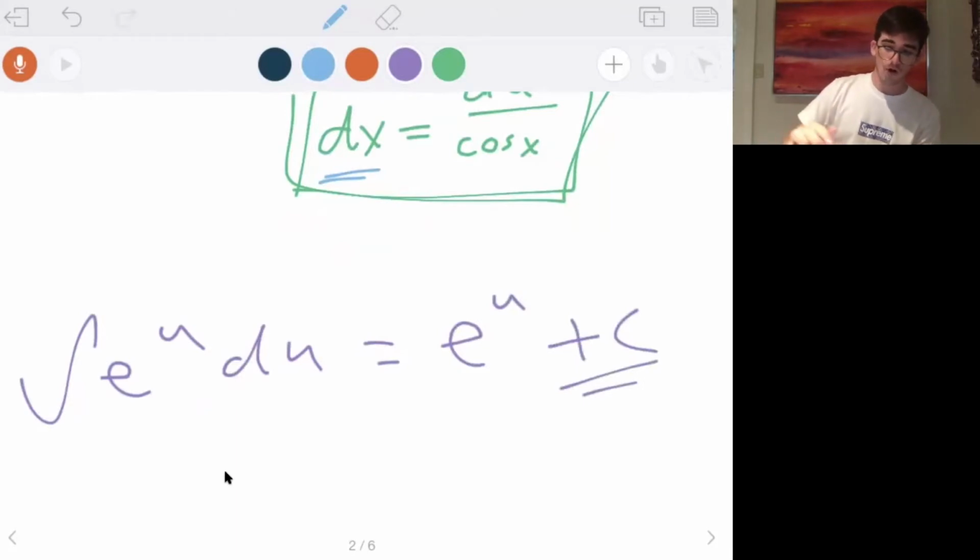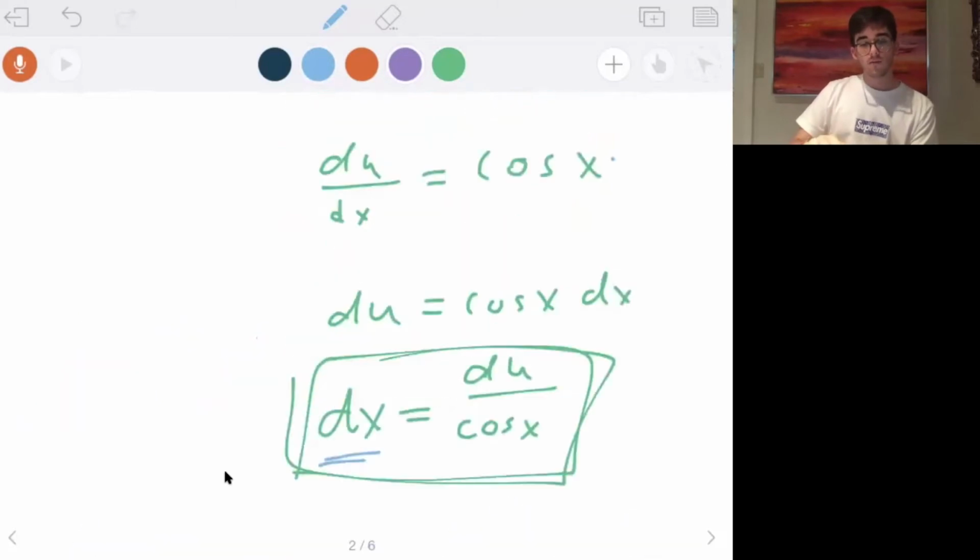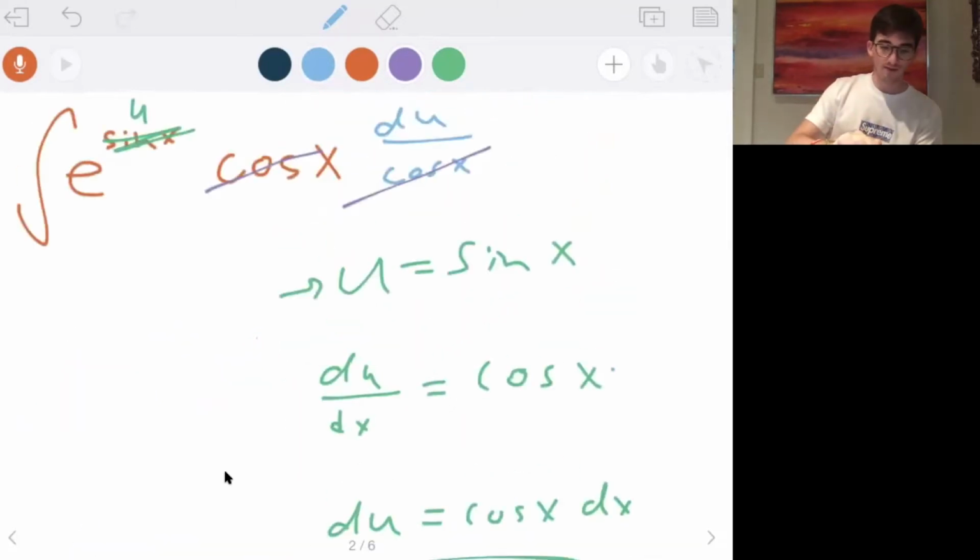So are we done? No, because the question is asking us for the integral of e to the sine x cosine x. We made up u, right? u is a creation of ourselves to help us solve this problem.